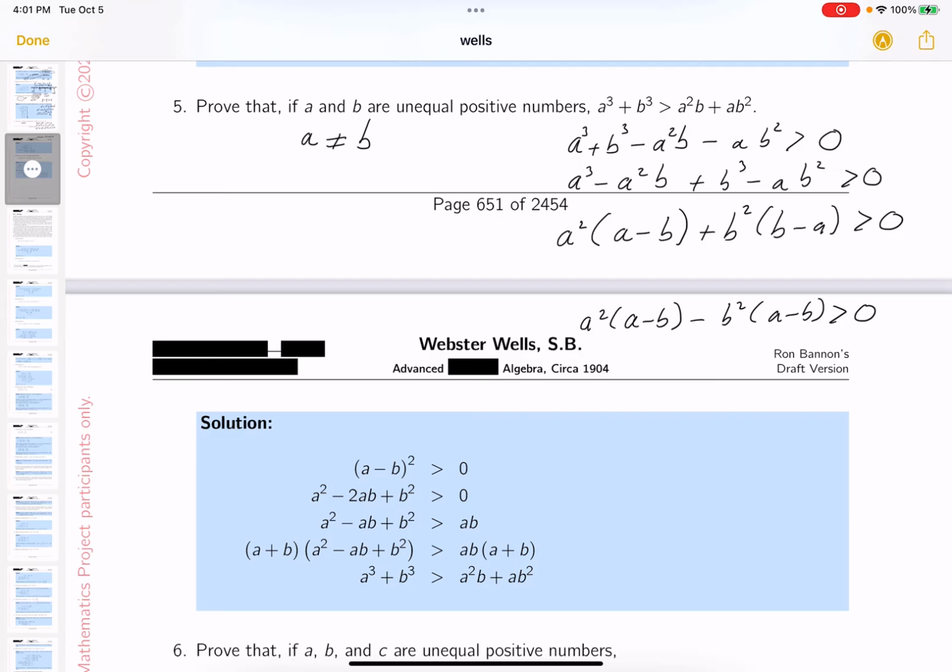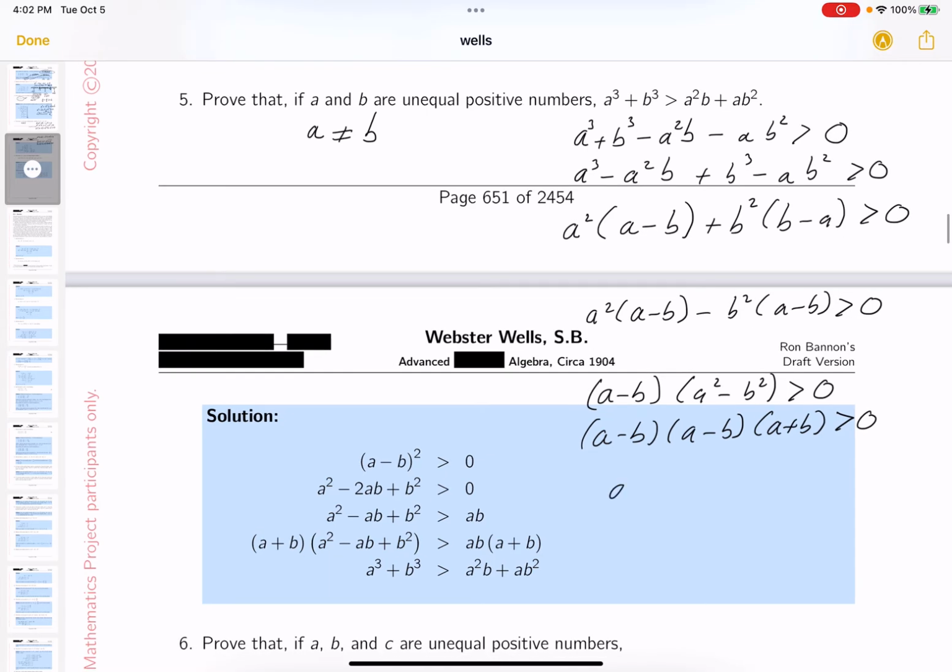Again, it might be different than the work that's in the blue area, but that doesn't matter. What do you get over here? I'm going to factor this now. A minus B, and what do you get there? A squared minus B squared greater than 0. Let's keep moving. A minus B, and what does this give me? This gives me A minus B, A plus B greater than 0. All right, let's continue to write this down. And what do you get over here? A minus B squared, A plus B.